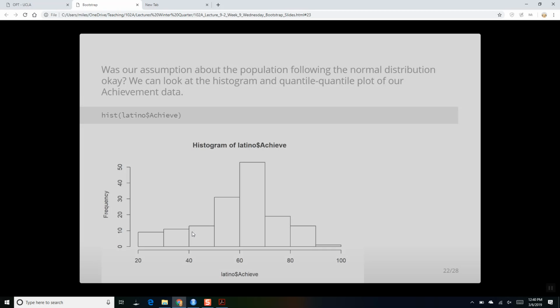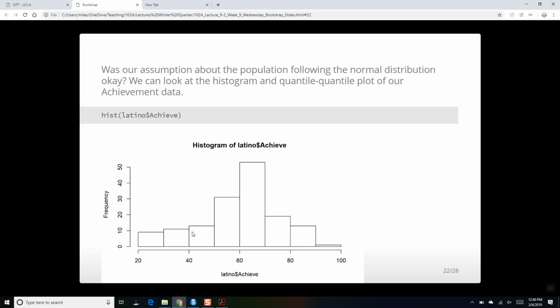I think we're out of time to get into the non-parametric bootstrap, so we'll cover that on Friday.